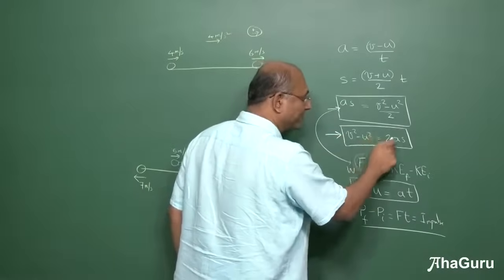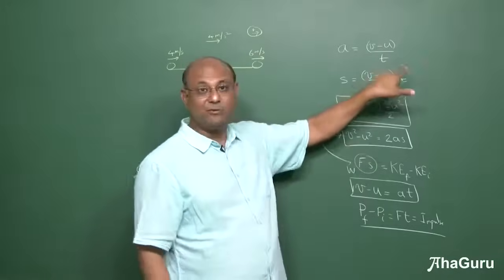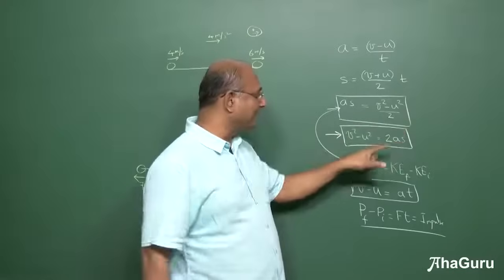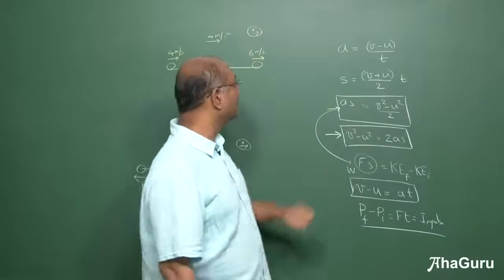V square minus u square is 2as. What have we done in this? We have eliminated t. We don't have t. So without calculating time, you can calculate s or calculate a depending on what you have. Let us apply this idea.